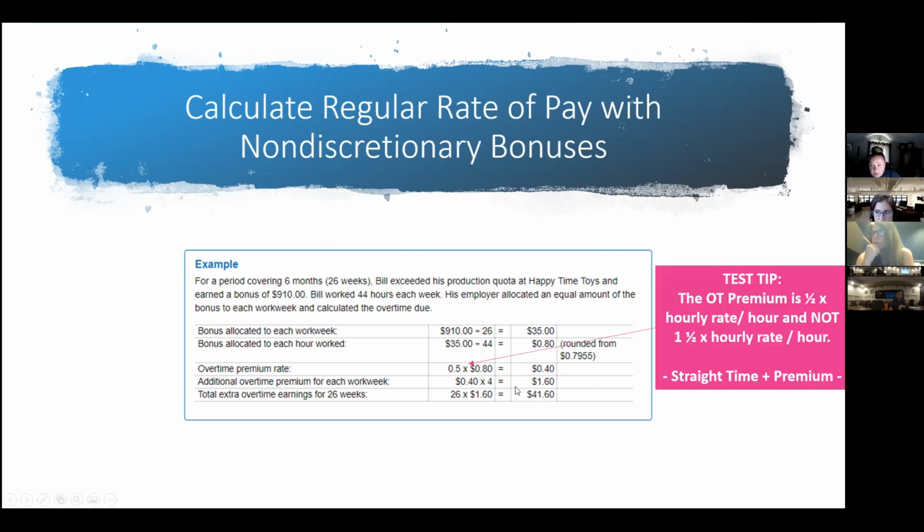So just a little test tip, the overtime premium is 1/2 times the hourly rate divided by the per hour, and not 1.5 times the hourly rate per hour. So think of it as straight time plus premium. So you're going to figure out all of your straight time, which is going to be all the time for all the hours worked, and then you're going to add in your overtime premium, and it will help you get a right answer in the end.